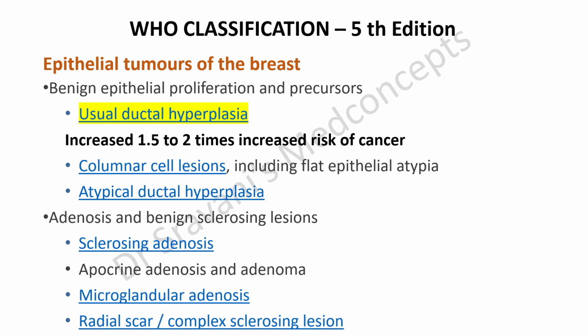In epithelial tumors of the breast, we have a separate entity known as benign epithelial proliferation and precursors. Under this category, we'll have three lesions, that is usual ductal hyperplasia, columnar cell lesions including flat epithelial atypia, and atypical ductal hyperplasia. Our today's discussion will be on usual ductal hyperplasia, which has 1.5 to 2 times increased risk of cancer.